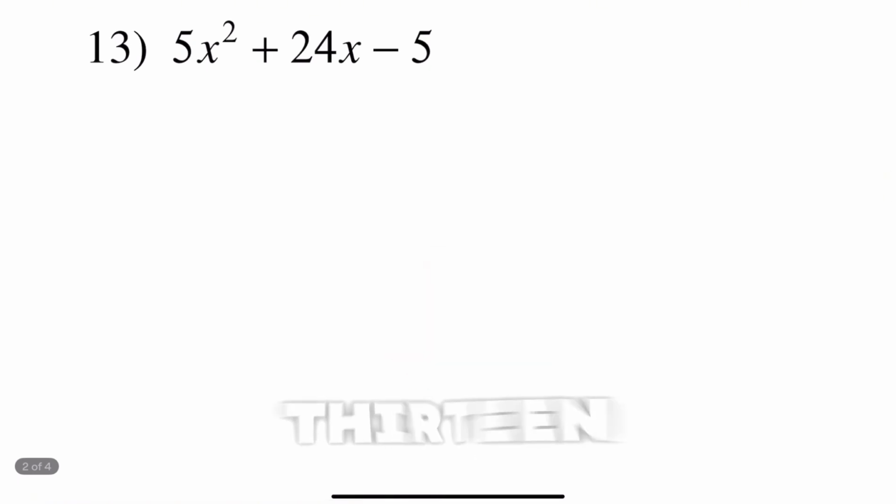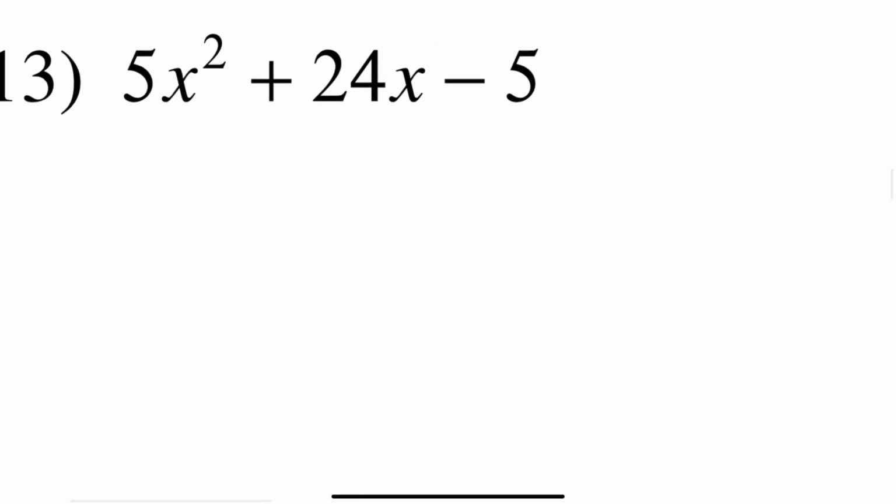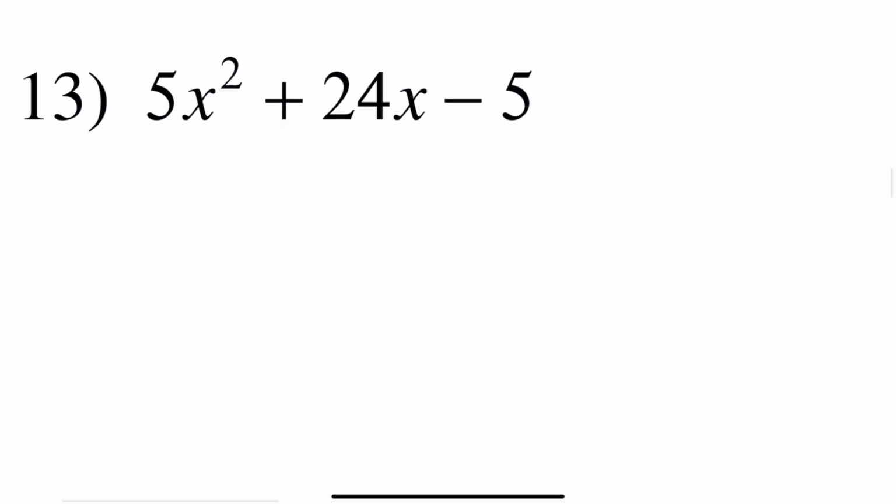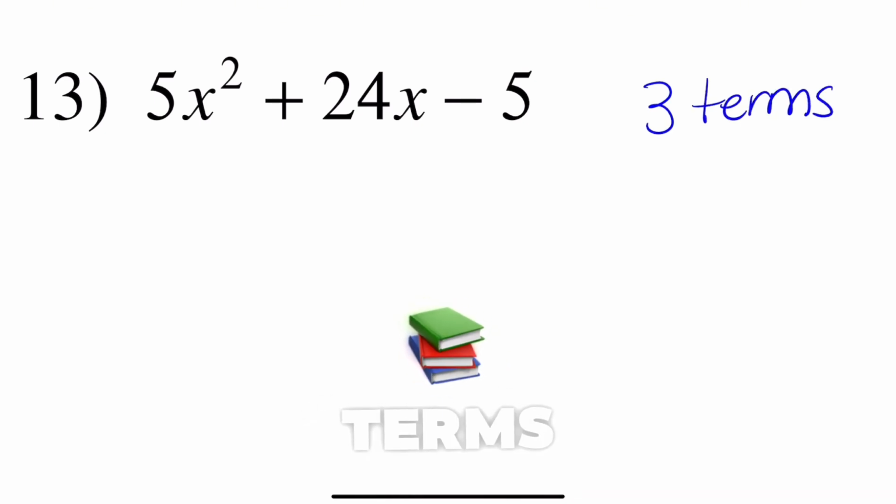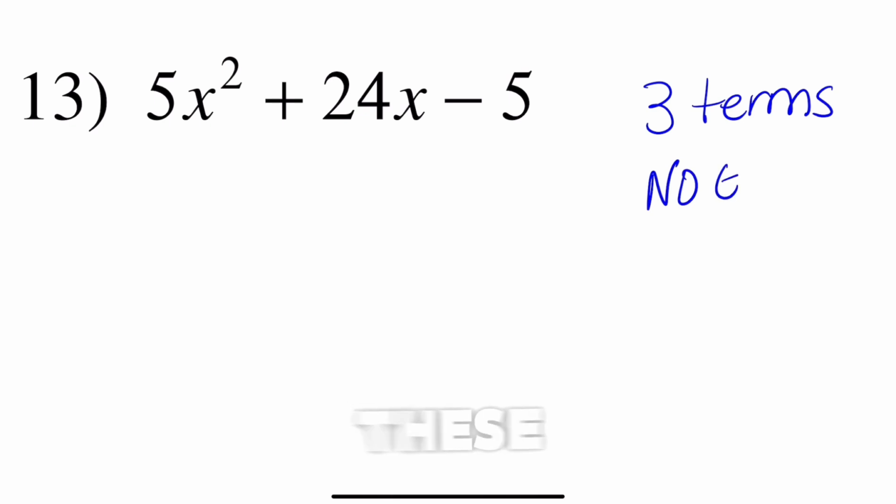Number 13. First, I'm analyzing. I'm seeing that there are 3 terms only, which is great. There's no GCF for these 3 terms. 5, 24, and negative 5 do not have a GCF. 3 terms with no GCF, we're just going to slip and slide.